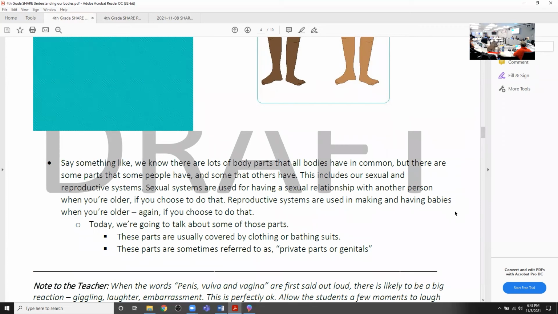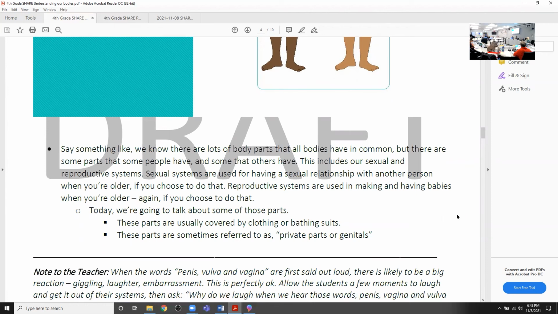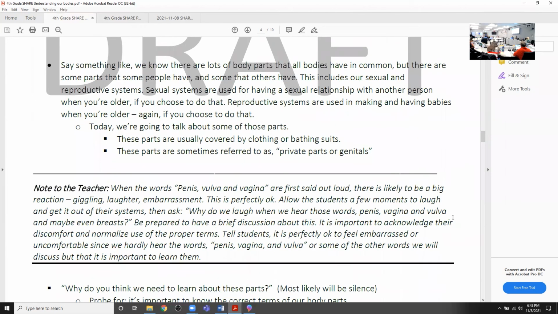Today, we're going to talk about some of those parts. These parts are usually covered by clothing or bathing suits. These parts are sometimes referred to as private parts or genitals.